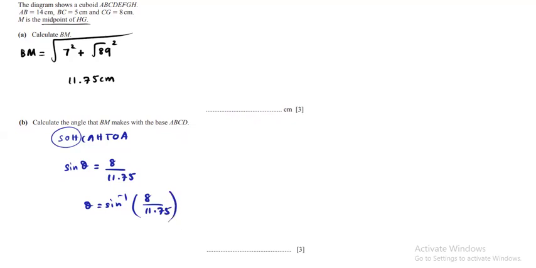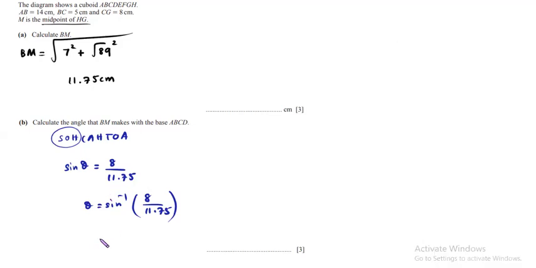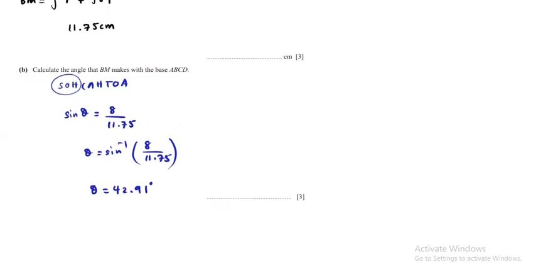So I'm going to put this in the calculator and let's see what we get. So we have inverse sine and we have 8 over 11.75. So this is equal to 42.91. So then the value of the angle that BM makes with the base is 42.91 degrees. Let's move on to the next question.